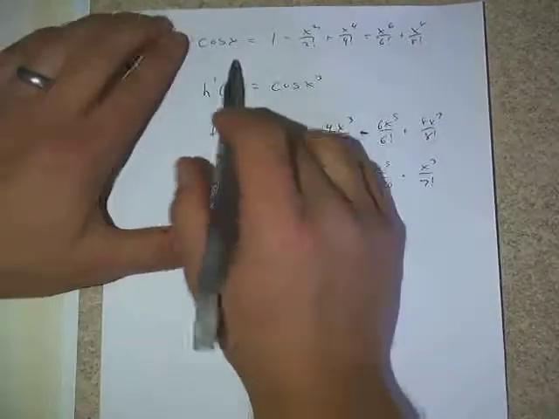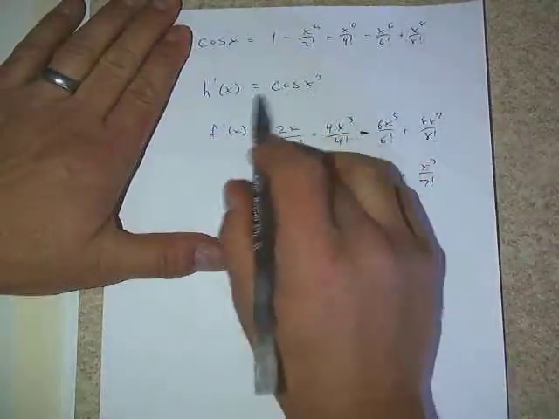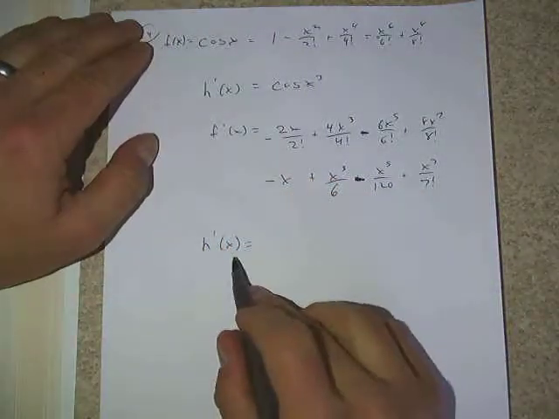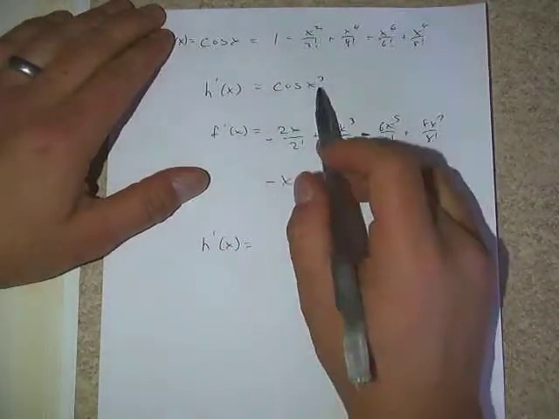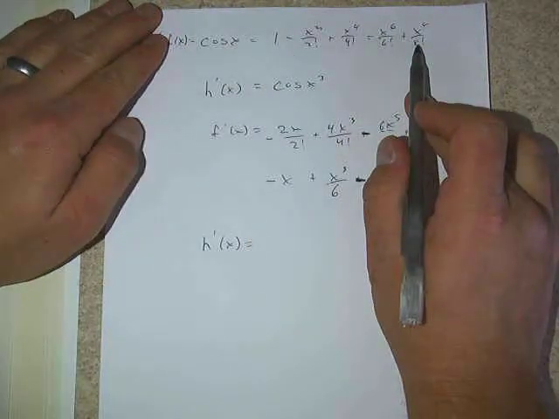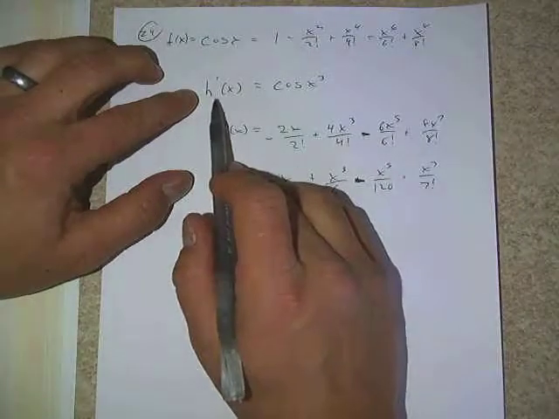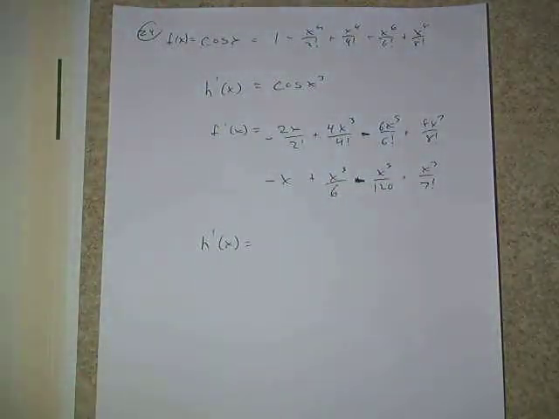So knowing how we can transform our cosine function, just knowing that this is cosine, if we wanted to get a Taylor series for h prime, couldn't we just take the x cubed and put it in the original?